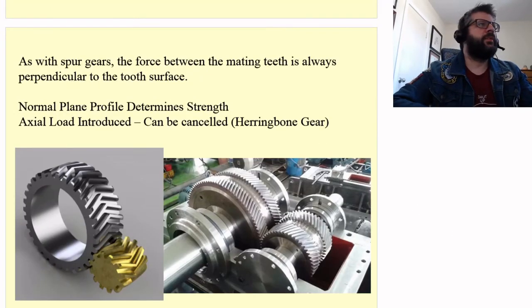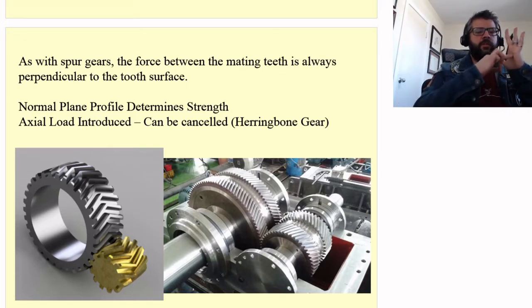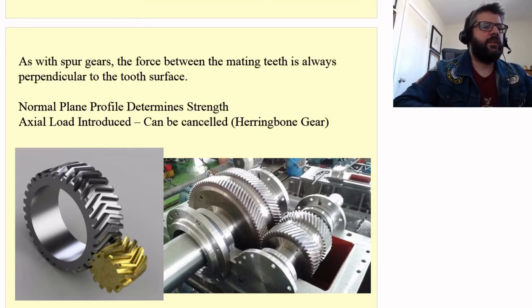So as with spur gears, the force between the mating teeth is always perpendicular to the tooth surface. That's certainly just as per spur gears, as per any surfaces coming into contact with one another where we're neglecting friction, or where friction is minimal. If I press against something, the contact pressure is always going to be perpendicular to those mating surfaces.